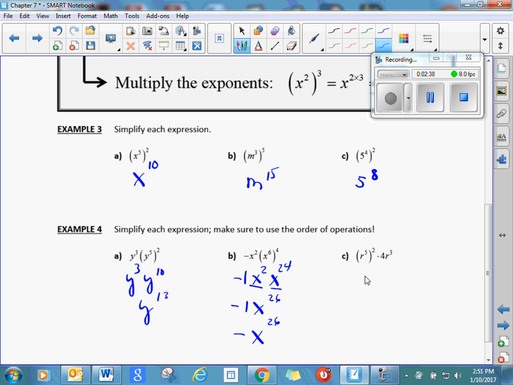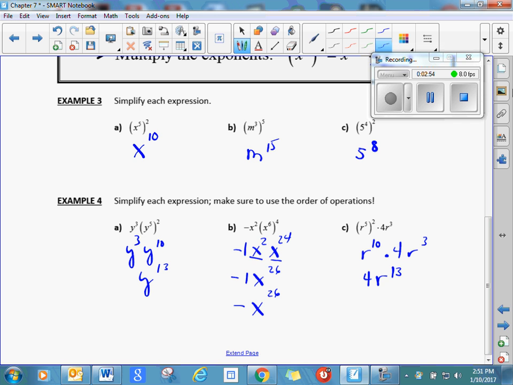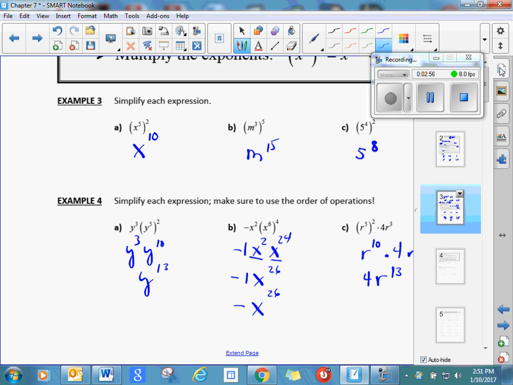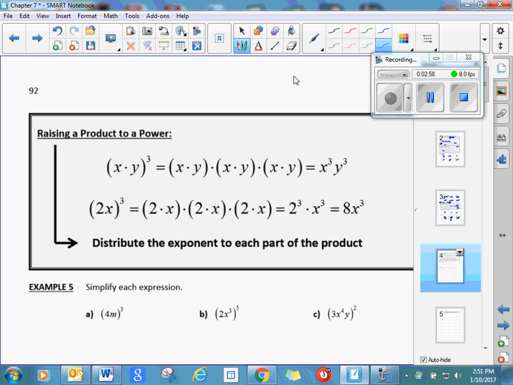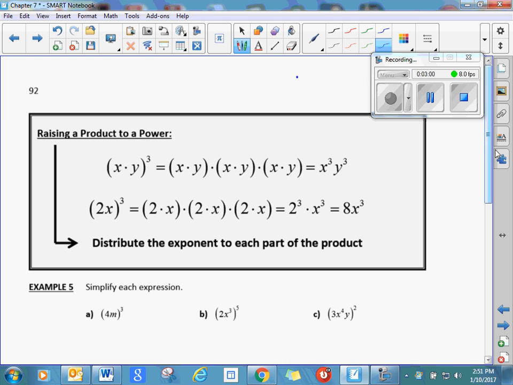So let's see what we have here. This is r to the 10th times 4r cubed. So we're going to write the coefficient 4 in front, combine, add the exponents of the like bases, and we get 4r to the 13th. Let's see, do I have more on this page? No, I don't. So actually, let's just move on. This is silly to stop the video here.